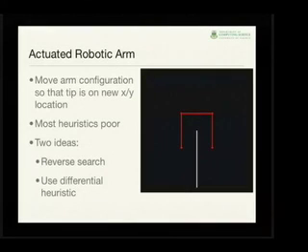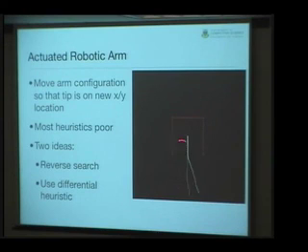So the next problem we're going to look at is the actuated robotic arm. This is the configuration of the arm. The red part here are obstacles in the world. The white part here is the arm. And what I'm going to show you here is the search space. These are the nodes, the states, that are being expanded as I try to find a path to get the tip of the arm right here.